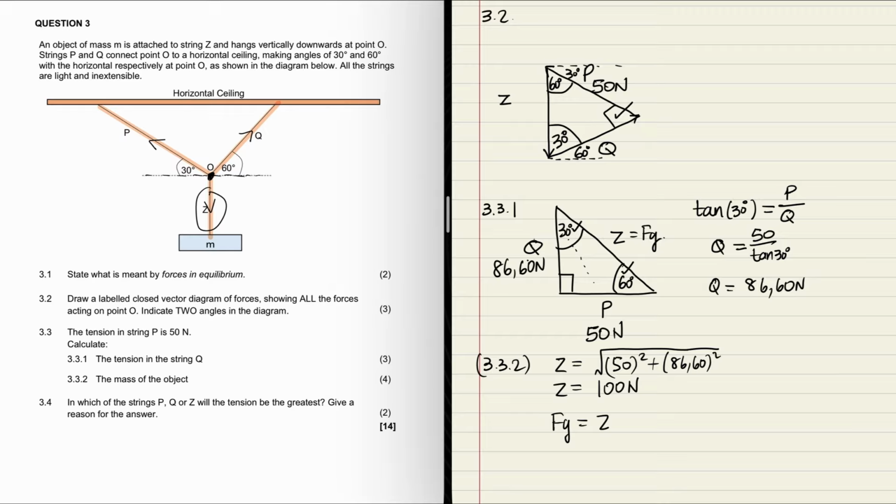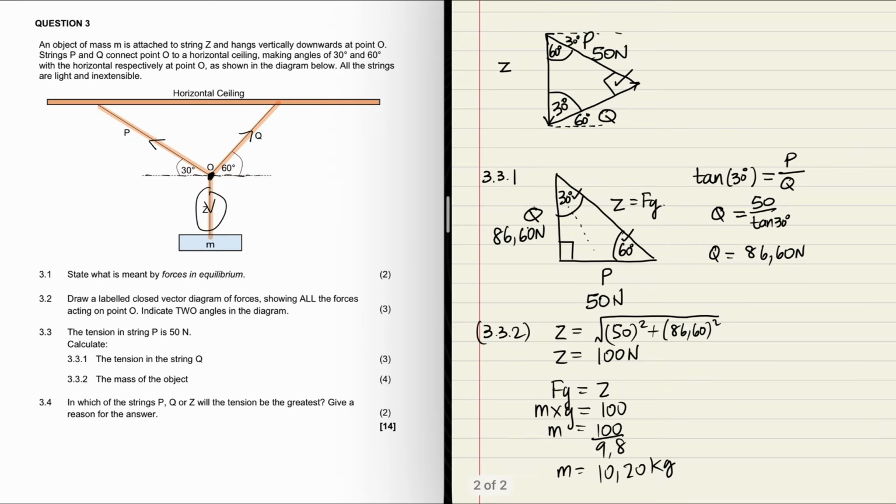Now the force of gravity can be calculated as mass times gravity equals 100. That means the mass is equal to 100 divided by 9,8, and the mass therefore is equal to 10,20 kilograms.